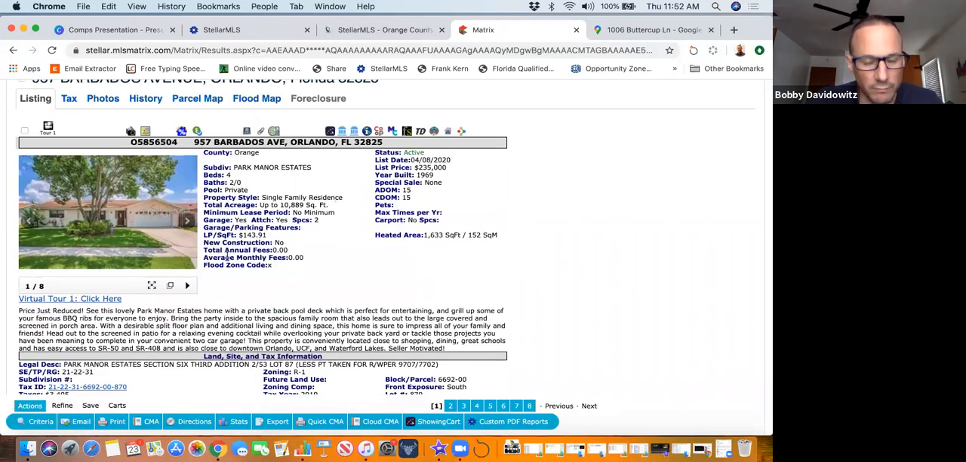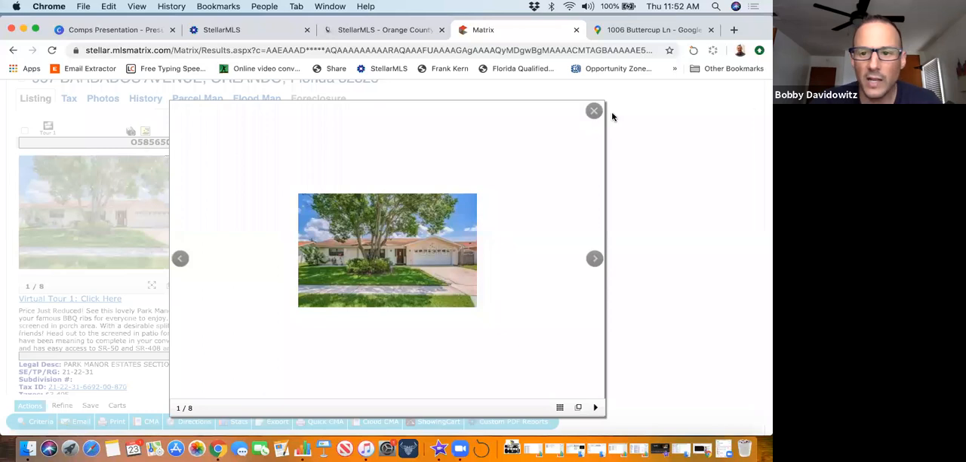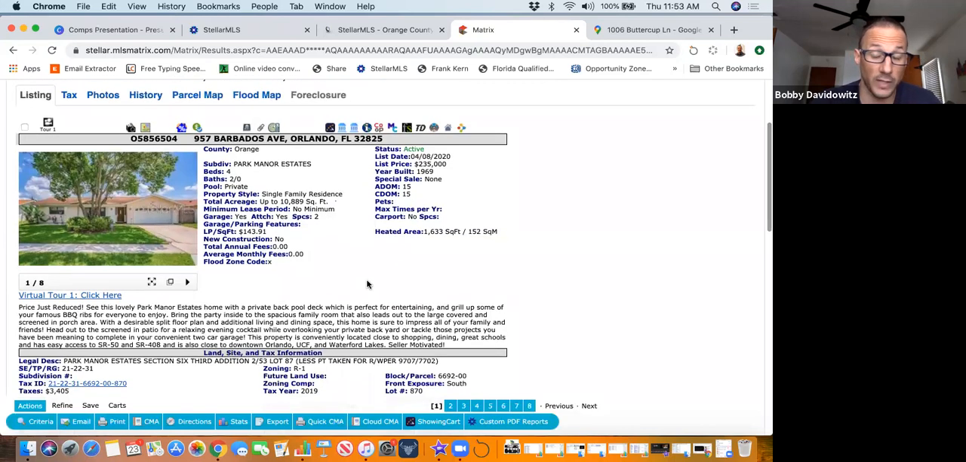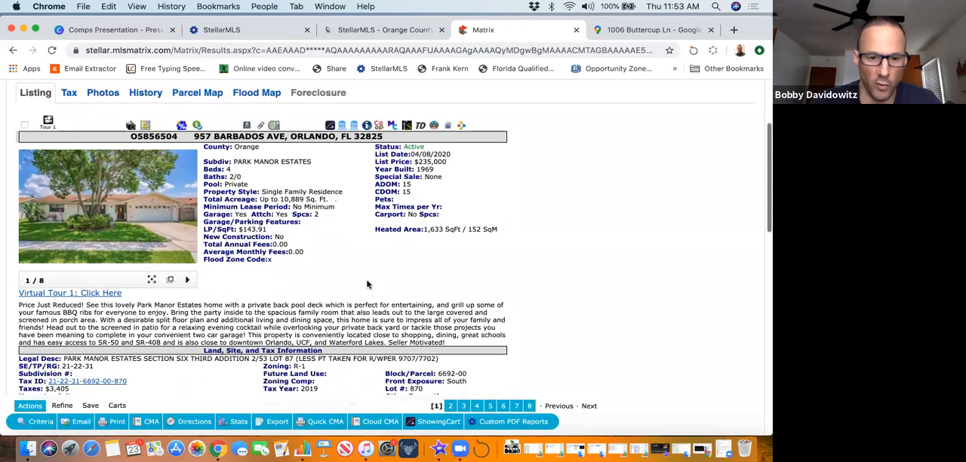It's a different style property than yours. I think this is more, I guess, a traditional style property. So I could see it being more attractive in that sense, the fact that it has a garage and a layout. It's just currently it's marketed poorly. I could see it sitting on the market for a while. It has bad pictures. It's not updated.